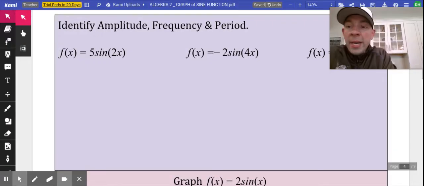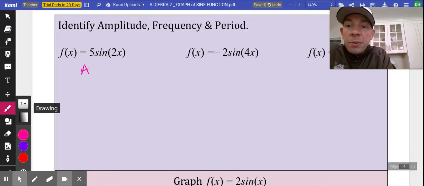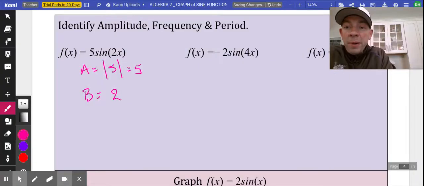Okay, so let's see what we got cooking here. My amplitude is going to be the absolute value of 5, which is 5. My frequency is going to be 2. So we're going to complete 2 cycles at 2 pi. And then the period is just going to be 2 pi divided by that 2, or pi.